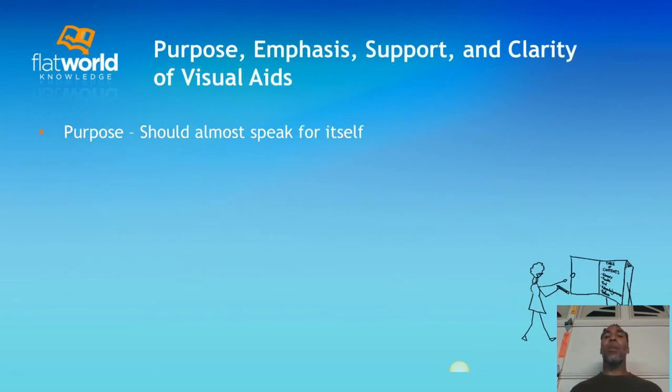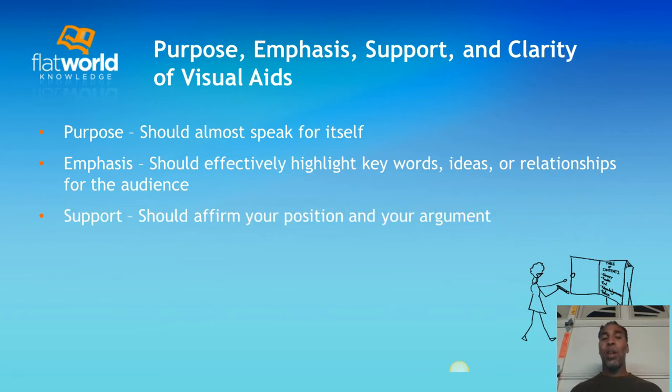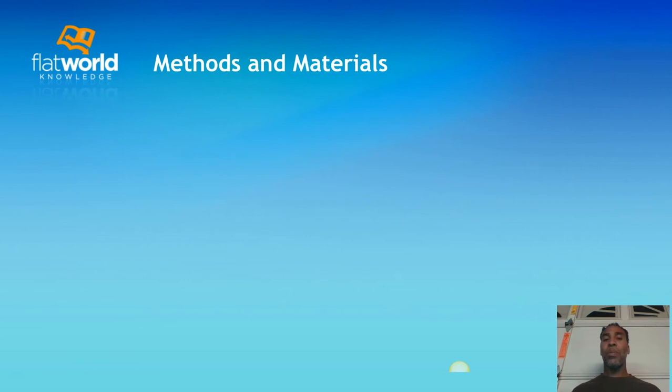Purpose, emphasis, support, and clarity of visual aids. So the purpose should almost speak for itself. Emphasis should effectively highlight keywords, ideas, or relationships for the audience. Support should affirm your position and your argument, right? So they should be in alignment. Clarity should be as clear as possible. I shouldn't be left scratching my head after I look at your presentation.